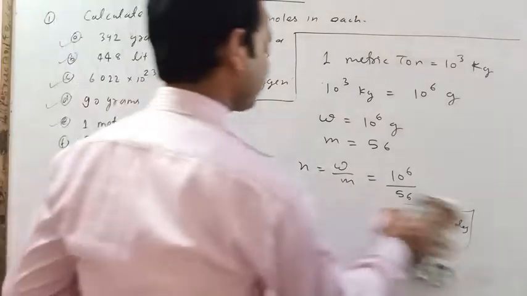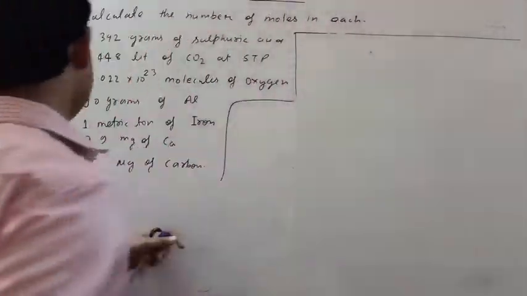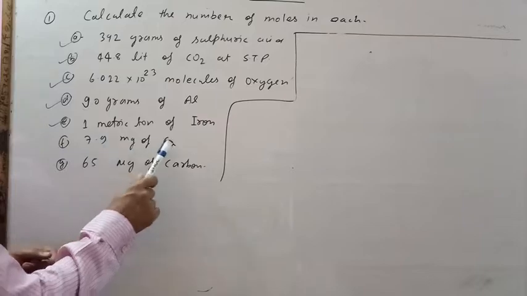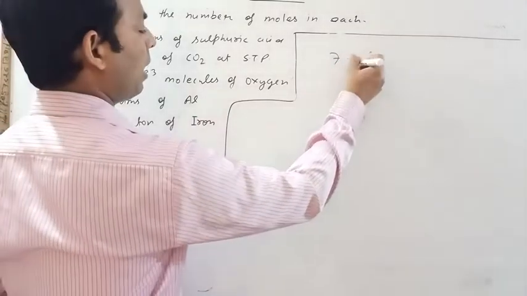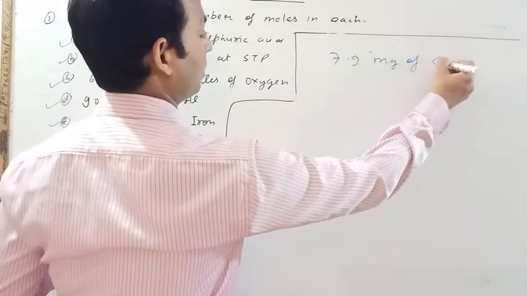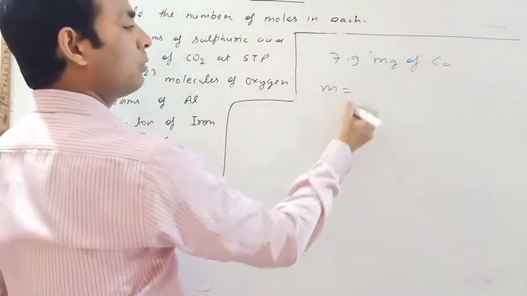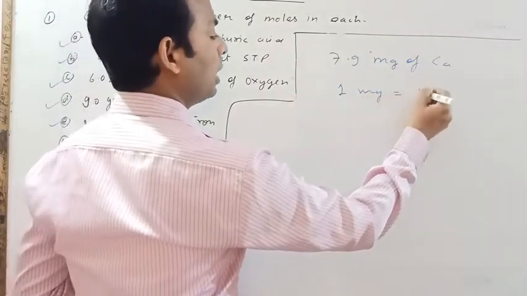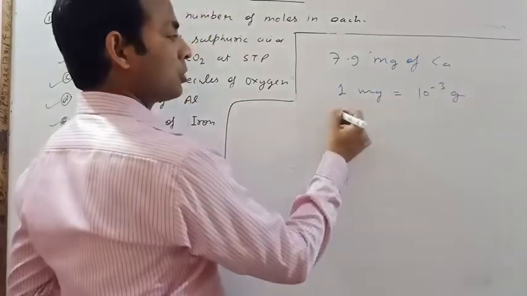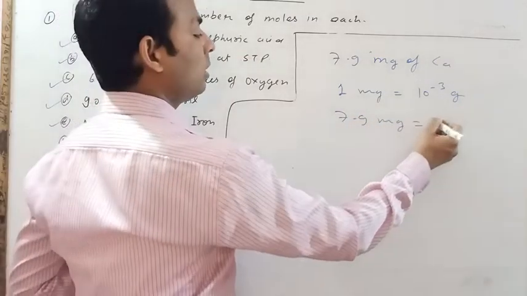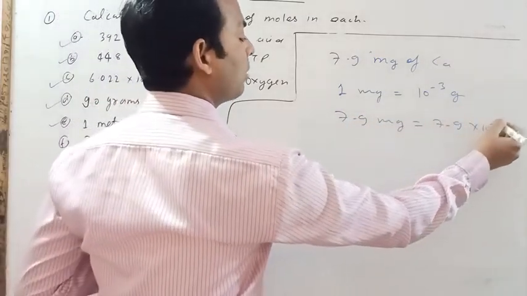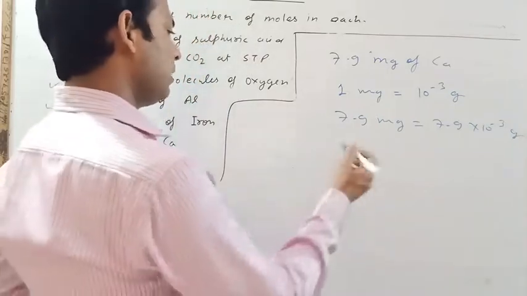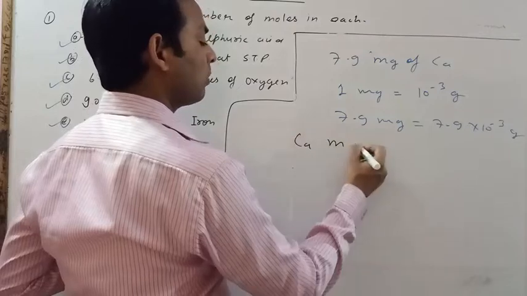Now next, sixth question, 7.9 milligram of calcium. 7.9 milligram of calcium is given. So first we have to convert into gram. You know 1 milligram equals 10 to power minus 3 gram. So 7.9 milligram equals 7.9 into 10 to power minus 3 gram. Clear? Okay. Calcium, molar mass of calcium equals 40.